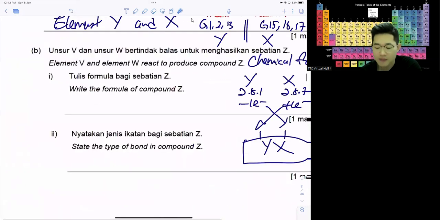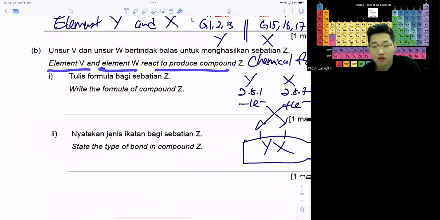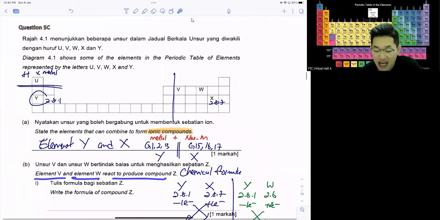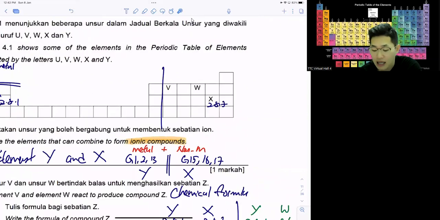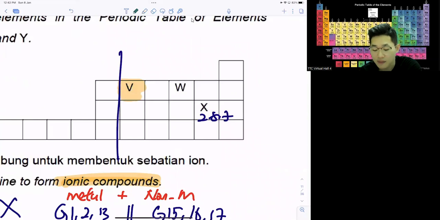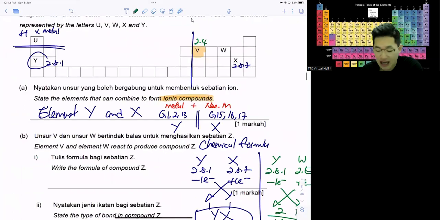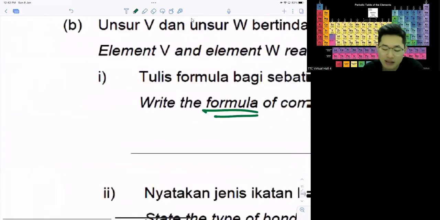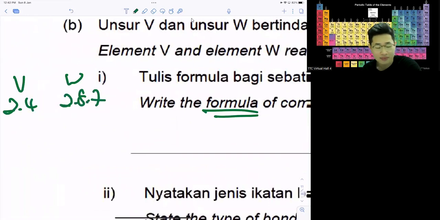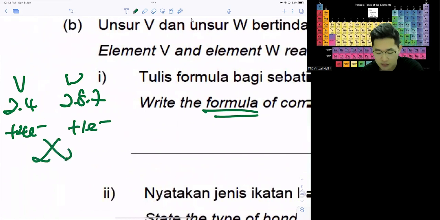Next question, you see, they say V and W react to form a compound. V and W, you see, both on the right hand side means non-metal, non-metal. Especially when they use group 14, it will be covalent. So they ask for the chemical formula. How to do? Same steps. V W, 2.4, 2.8.7. To become stable, we need 4. Needs 1. Cross, 1, 4. VW4.